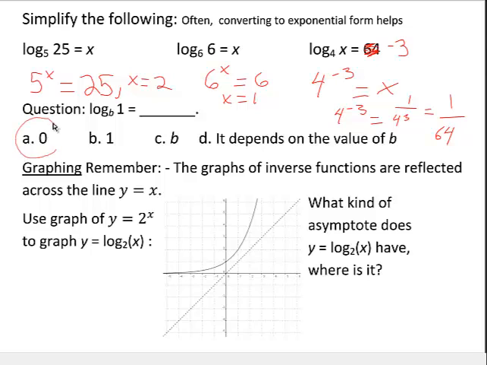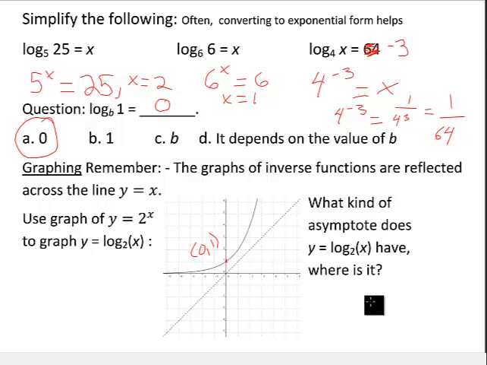It is a, as long as b is not 0, and remember we're eliminating that from consideration. Anything to the 0 power is 1, so no matter what b is, the power you have to put on b to get 1 is 0. The reason that's important is because, just like before, we had a point that shows up on every exponential function, the point 0, 1.